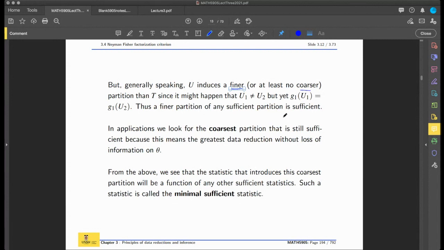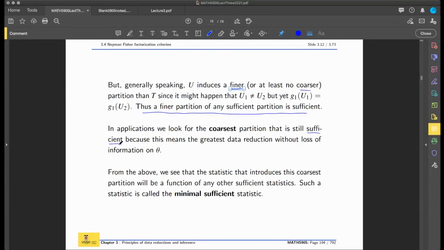Thus, a finer partition of any sufficient partition is sufficient. That's the key thing. Okay. So when we're doing our inference or applications, we're looking for the coarsest partition that is still sufficient.